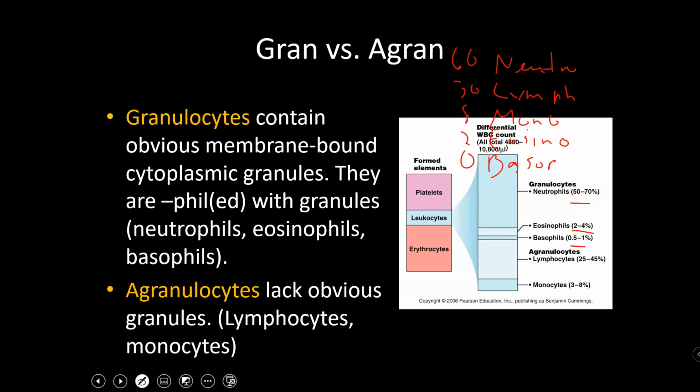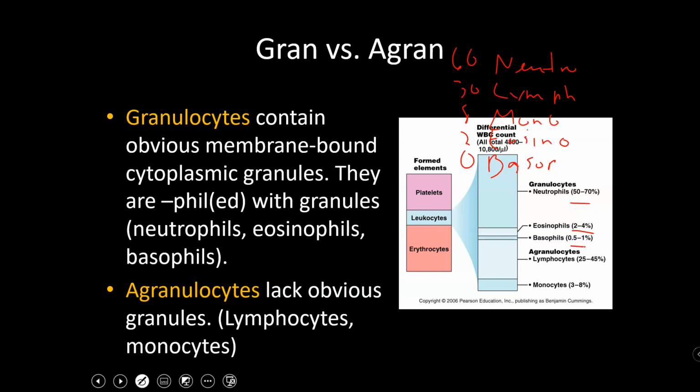Your monocytes are relatively rare. They don't stick around for that long because they differentiate into another kind of cell called a macrophage. Eosinophils in the United States are usually fairly low. Basophils, usually pretty darn low, although if you have allergies, those counts can be a little bit higher.